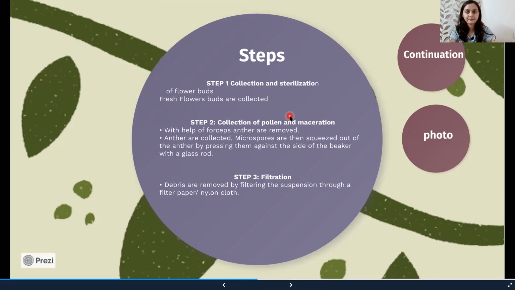Step 1: the collection and sterilization. So first, the flowers are collected and they are sterilized. The flowers are generally collected in the bud stage. The same procedure which we have seen in anther culture.